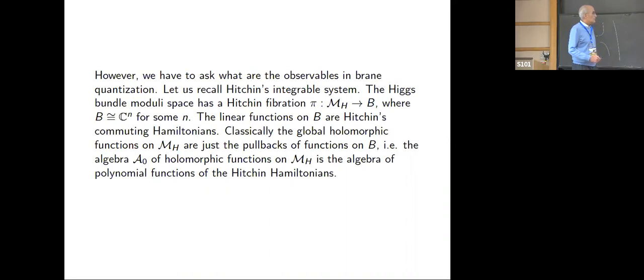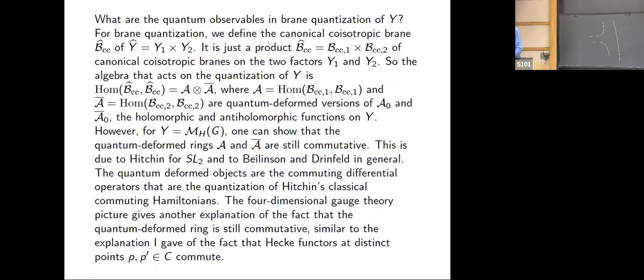Now, what are the observables in brane quantization? Well, here we should remember Hitchin's integrable system. The Higgs bundle moduli space has a Hitchin fibration over a complex manifold B that's just C^n for some n. The linear functions on the base are Hitchin's commuting Hamiltonians. And classically, the global holomorphic functions are the pullbacks of functions on B. In other words, the algebra A naught of holomorphic functions on the Higgs bundle moduli space is the algebra of polynomial functions of the Hitchin Hamiltonians. Well, what are quantum observables?